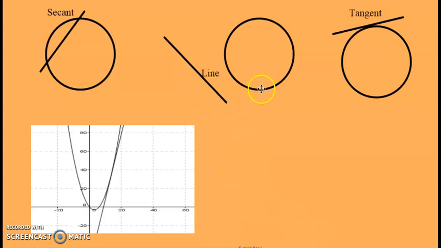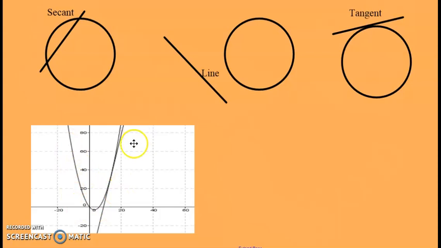I have a line, I have a circle. In this instance, the line does not touch the circle, so it's merely a line and a circle. Here I've got a circle with a line running through the circle, touching the circle at 2 points. We call this line a secant. Then we have a circle and a line, and this line touches the circle at 1 point only. That is called a tangent.